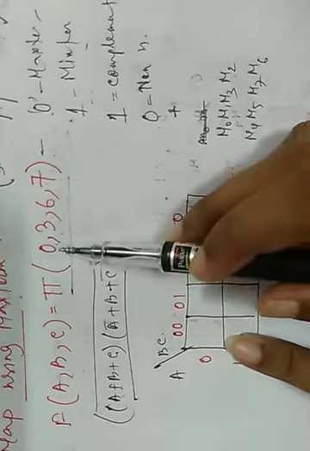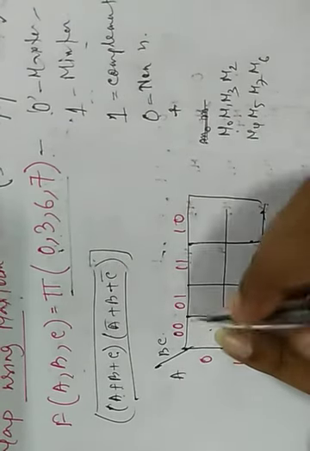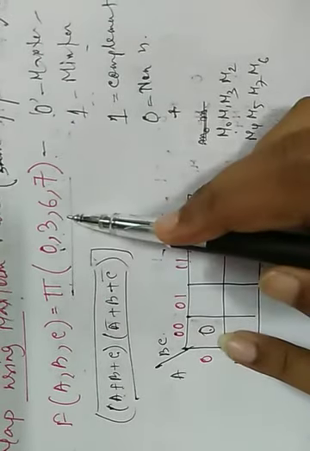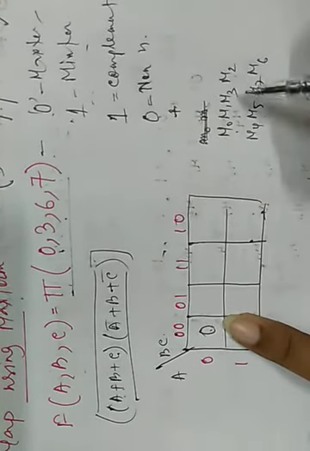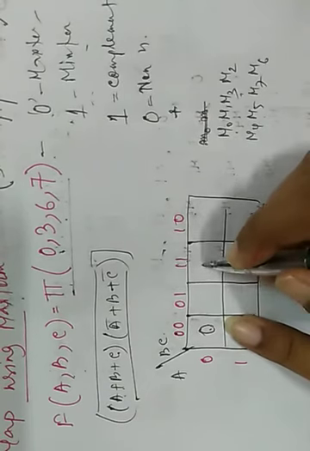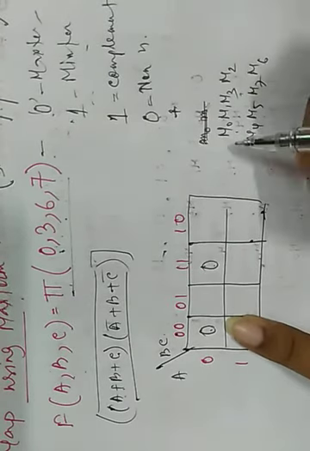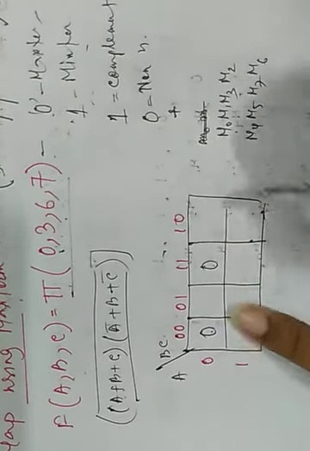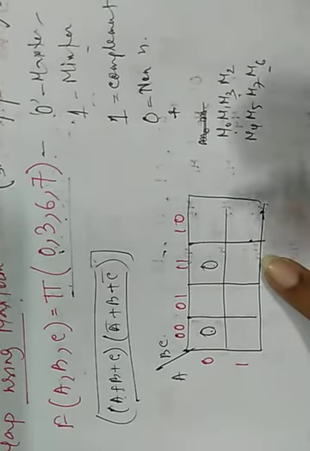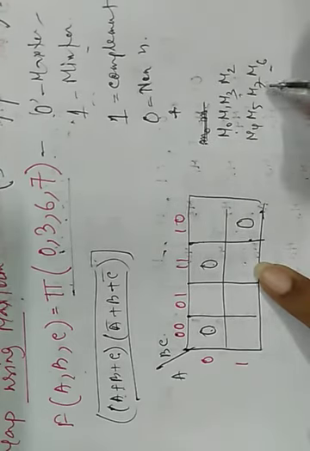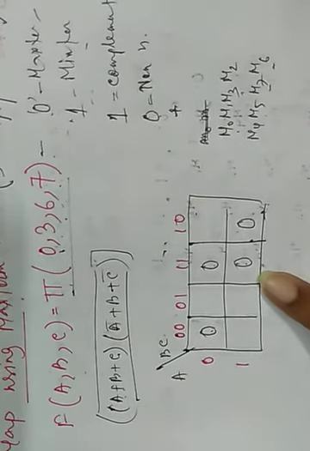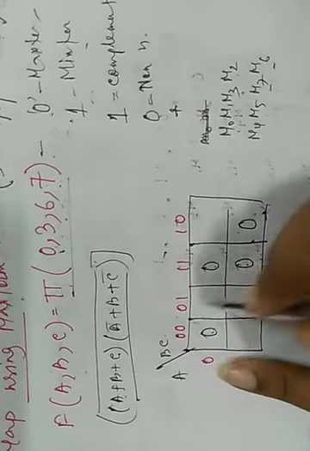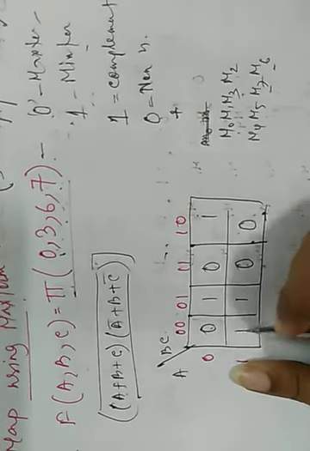Okay, so for 0 it is 0, M0, 0 must be written here as it is max term. So 0 for max term. Now 3 means it is 3, so here also 0. And for 6, it is 6 here, here also 0, and 7, it is also 0. Okay, very easy, and others are 0.